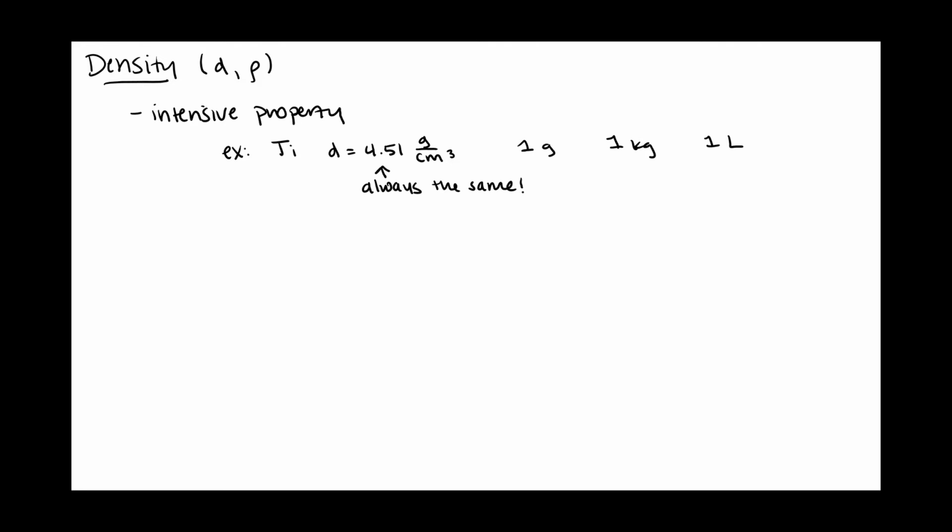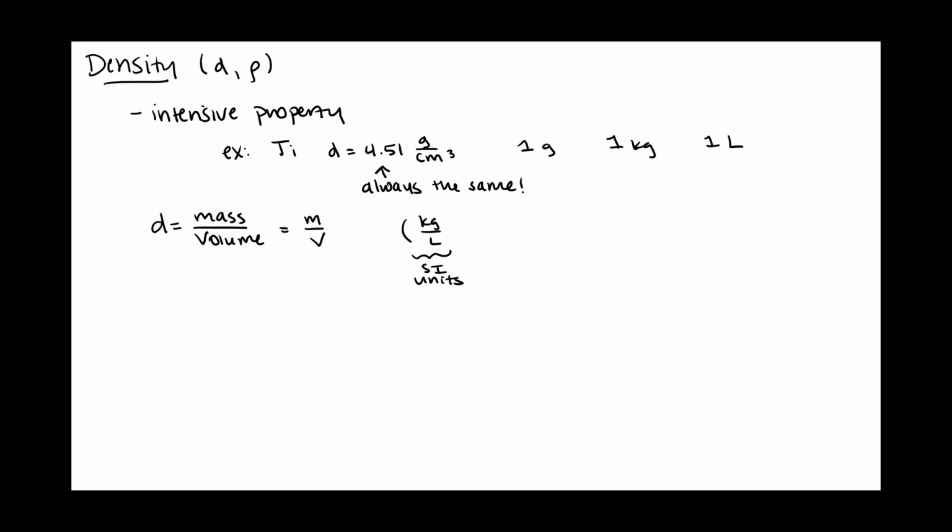It has an equation. You might have seen, this says grams per cubic centimeter. That's a mass divided by a volume. You can also see it written as m over v. Density has the units kilogram per liter. These are actually the SI units.